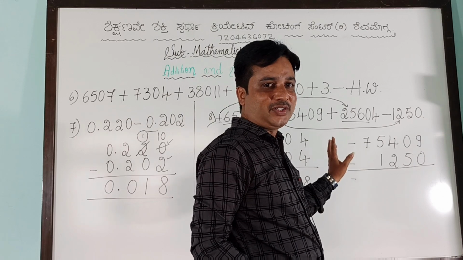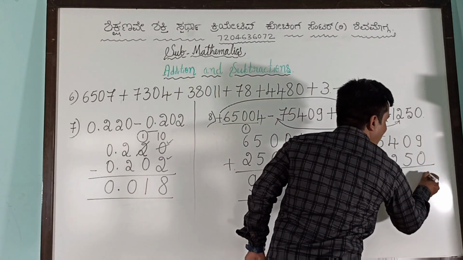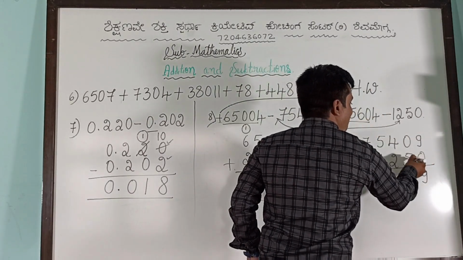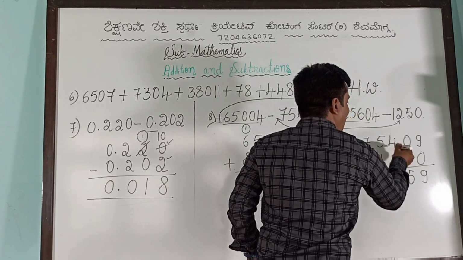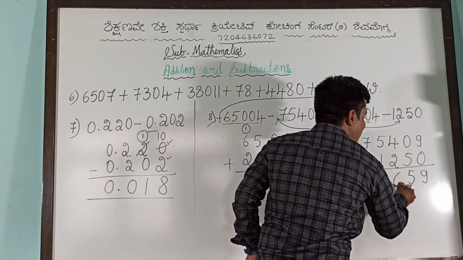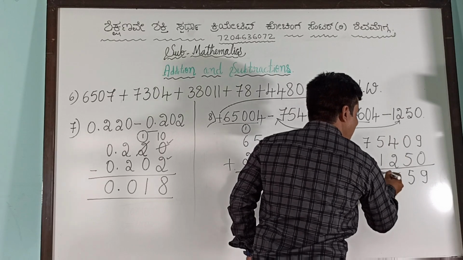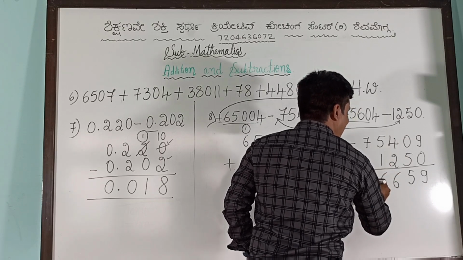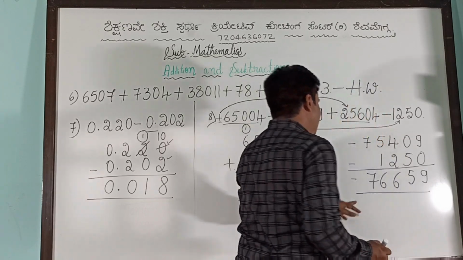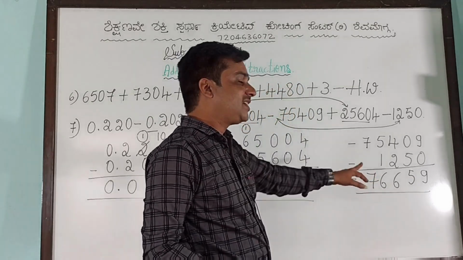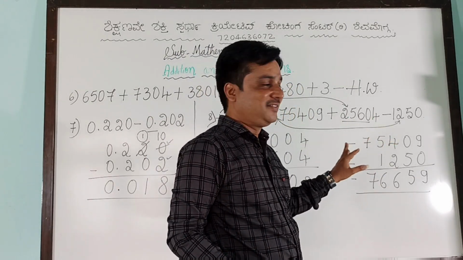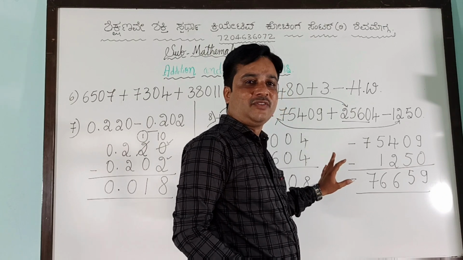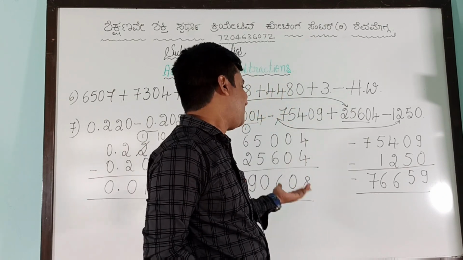That is very important. Here see, 9 plus 0, 9. Next 0 plus 5, 5. 4 plus 2, how much? 6. 5 plus 1, 6. 7 to 7. So here we got the answer, how much? 76,659. Okay, here we got. Finally let's find our answer very easily.